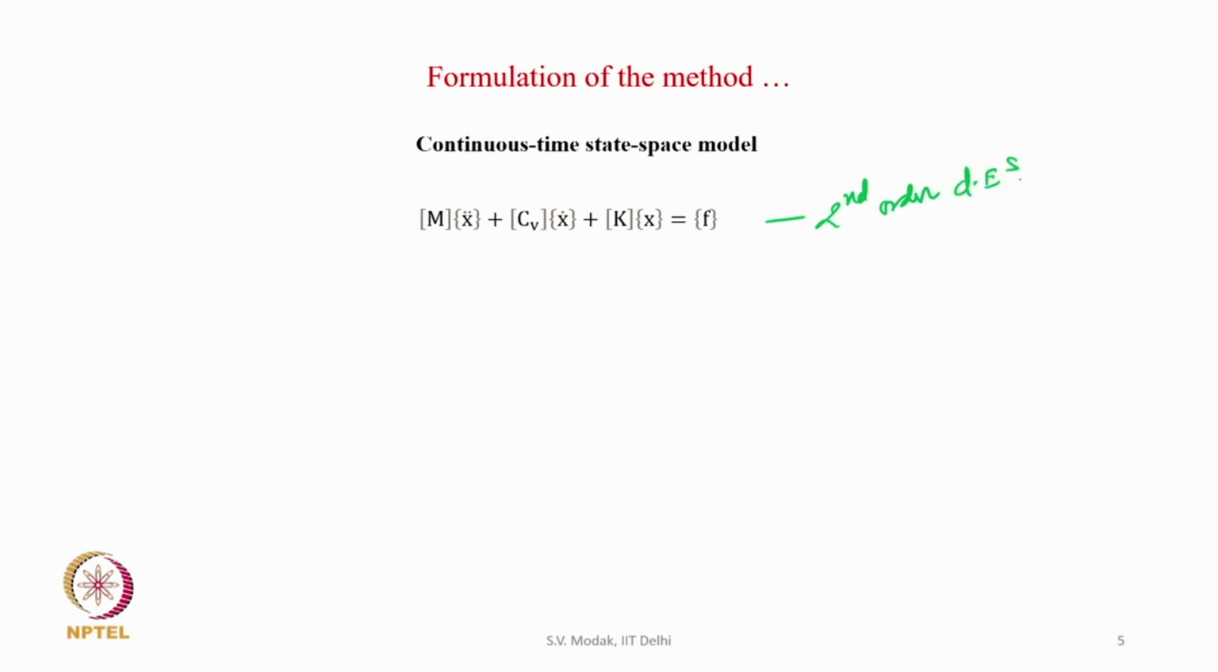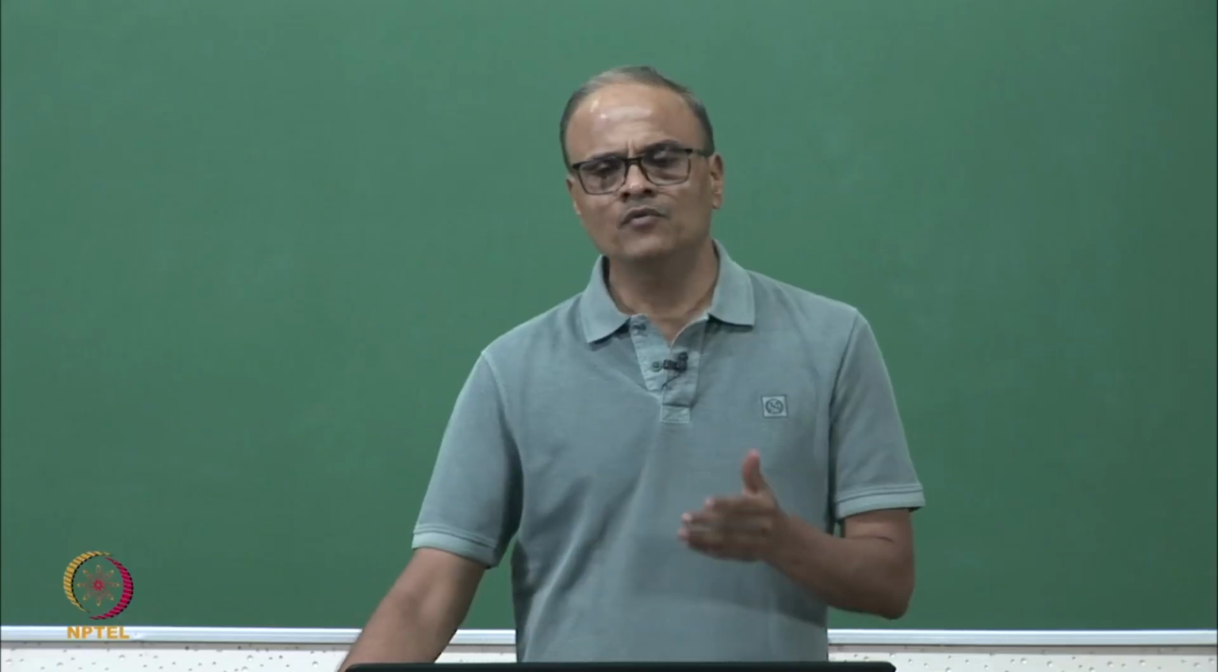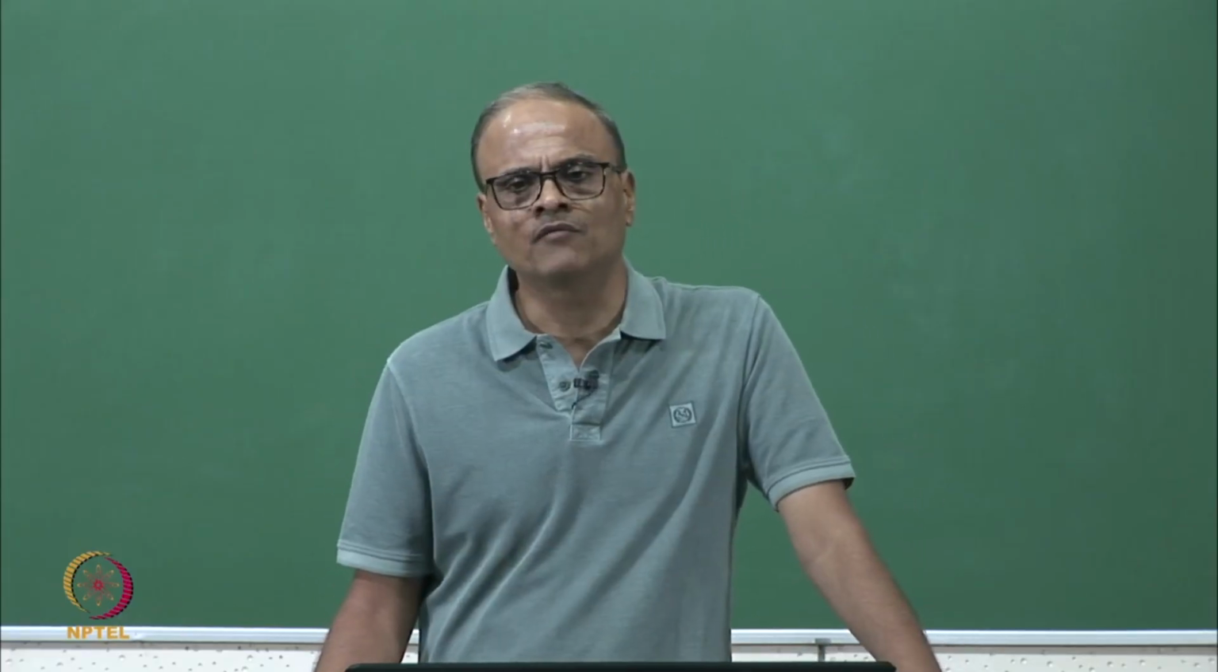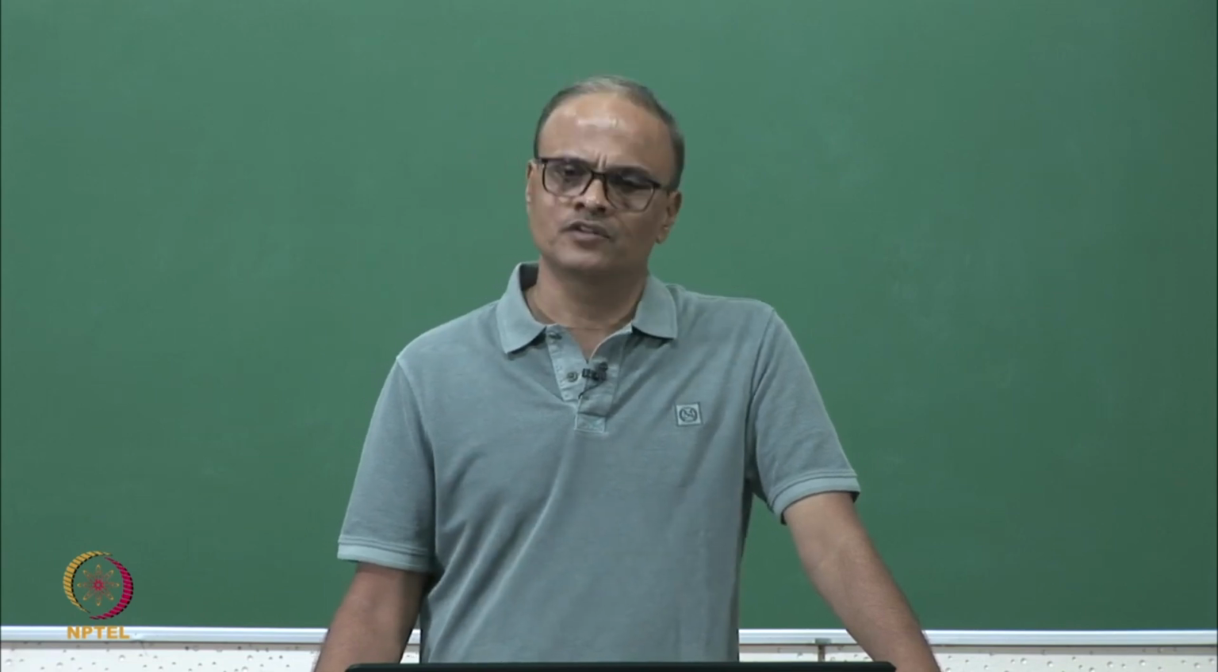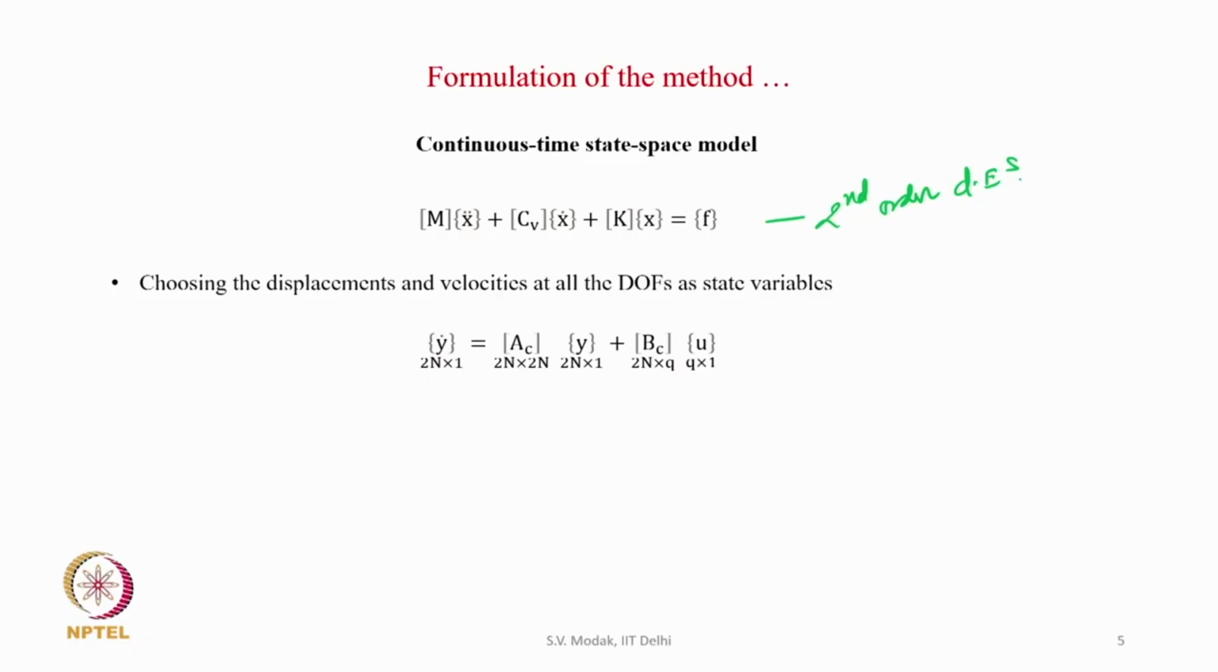For that we need to choose the state variables. This system is of order n, the degree of freedom of the system is n, so we require 2n state variables, and we choose the displacements and velocities at the n degrees of freedom as the state variables. So, this is the state equation for the state space model. Here y is the state vector, and u is the input vector.